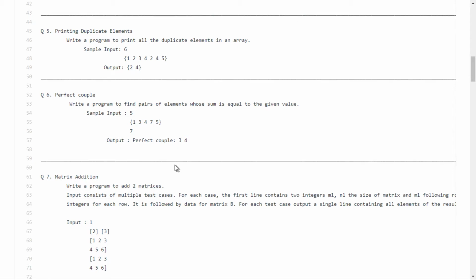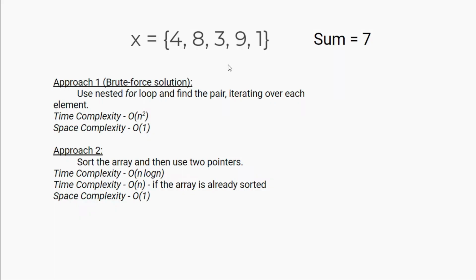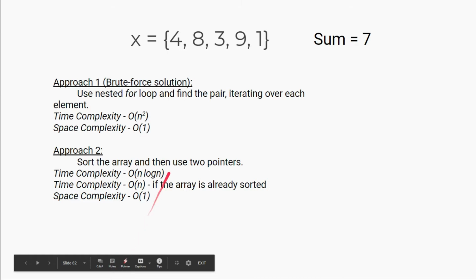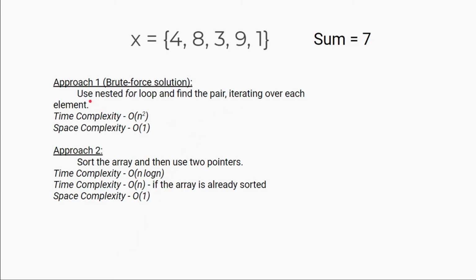So the first and simple approach is using nested for loops. The outer loop will start from index 0 and the inner loop will start from index 1. In this way, every two elements are checked and we can find the pairs for which sum is equal to the given sum. This technique will require O of n square time and O of 1 space. So let's optimize this approach.